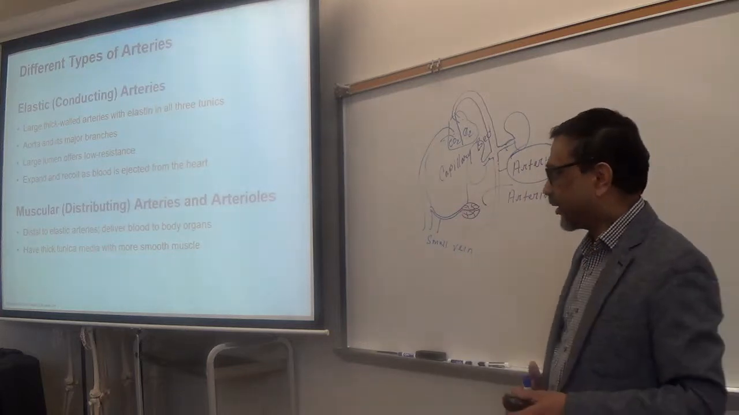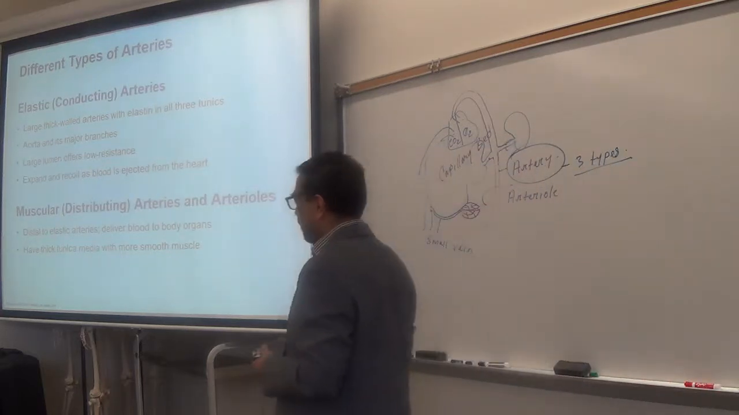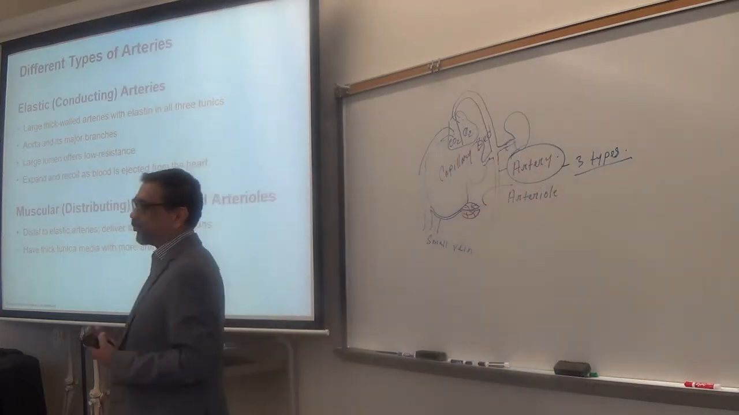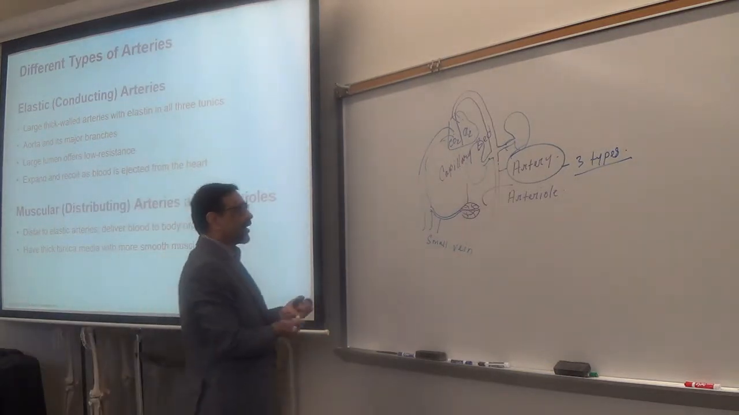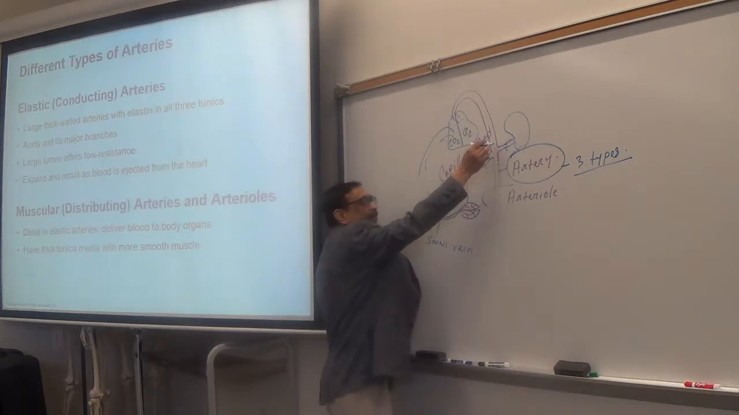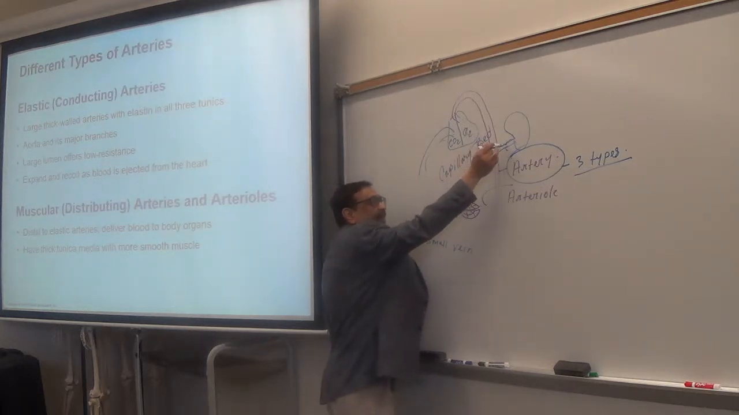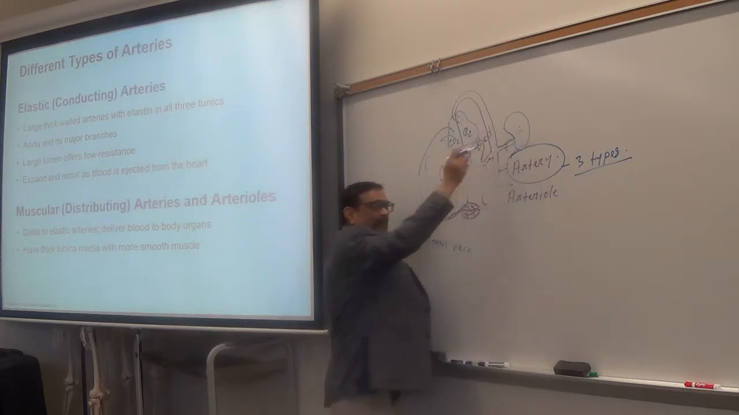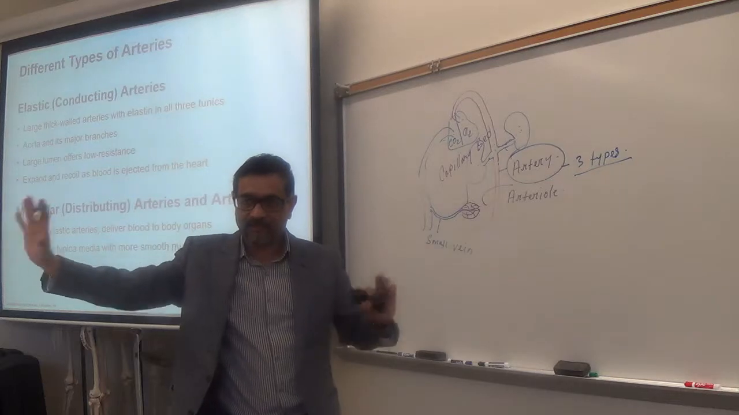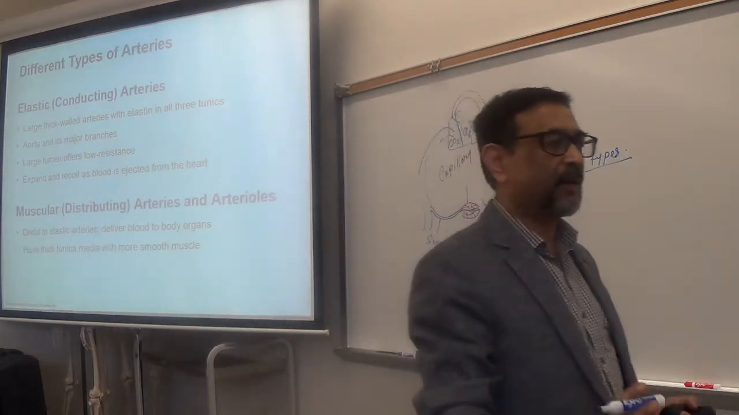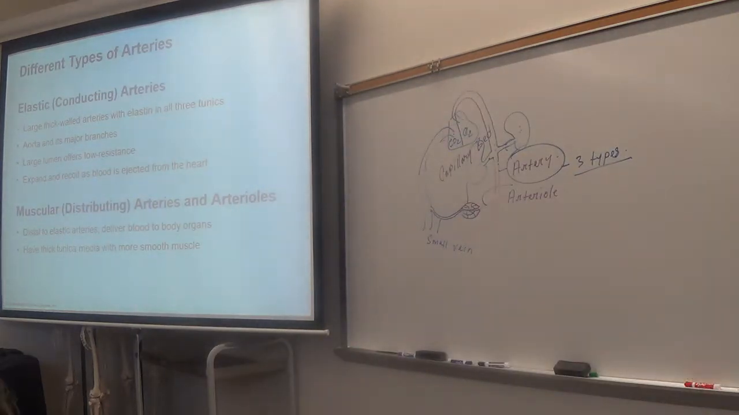Less elastic fibers, more muscle fibers. That's why they are called muscular. And distributing, because, as I have already mentioned, from large arteries they take the blood and distribute it to different organs. Make sense? Taking from big arteries and giving to different organs. So that's why they are also called distributing arteries.